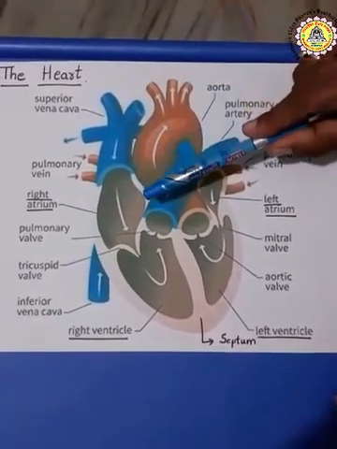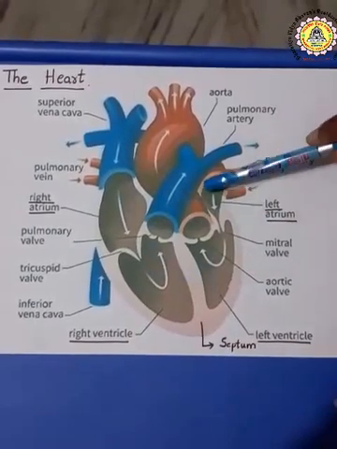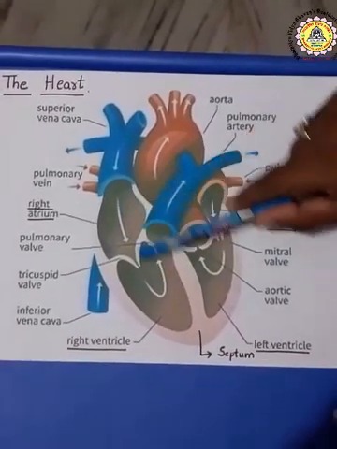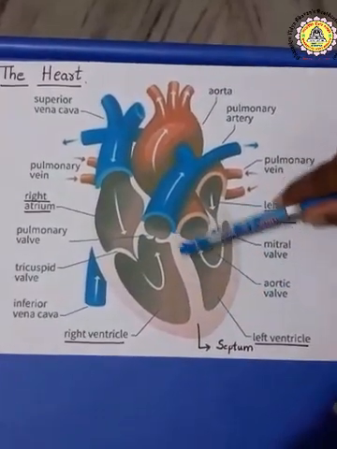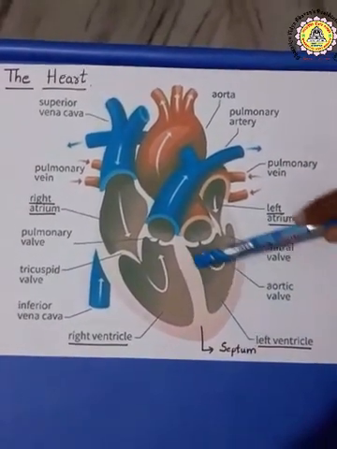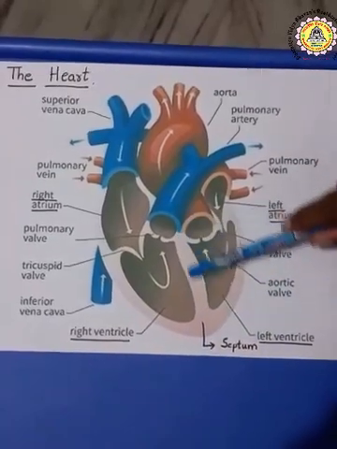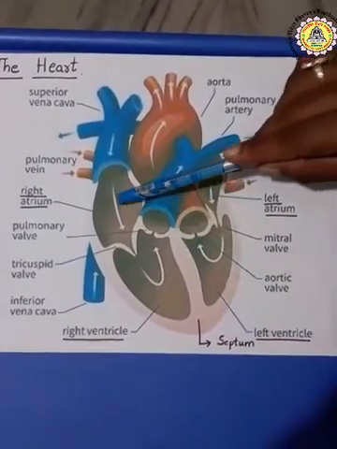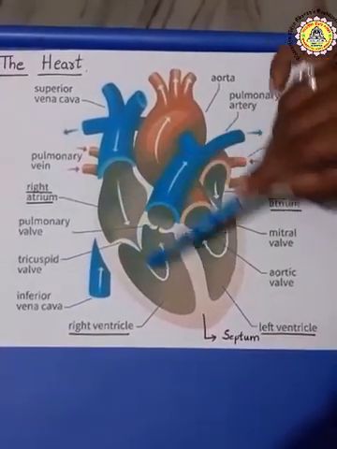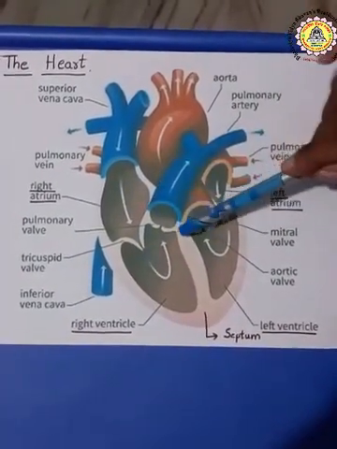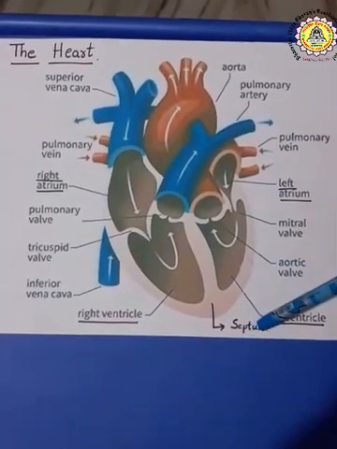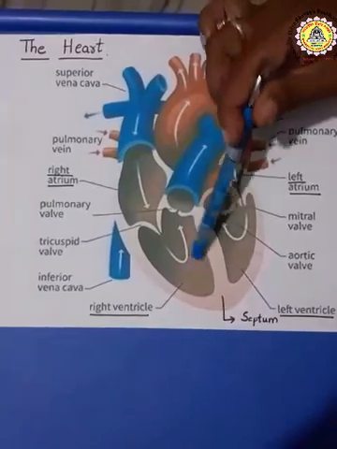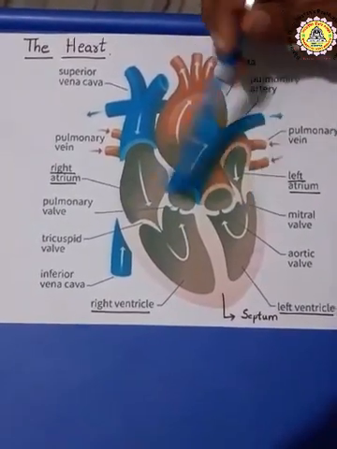And the 2 chambers on the right side and the 2 chambers on the left side are separated by a muscle called the septum. Understood, children? Make a note of it. We have 4 chambers, 2 on the right side and 2 on the left side, and they are divided by a muscle called the septum.